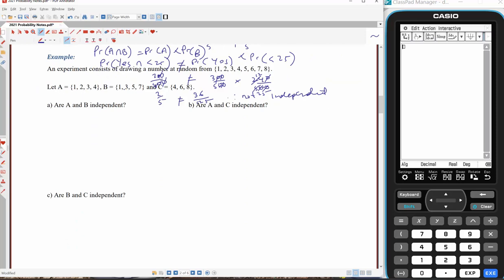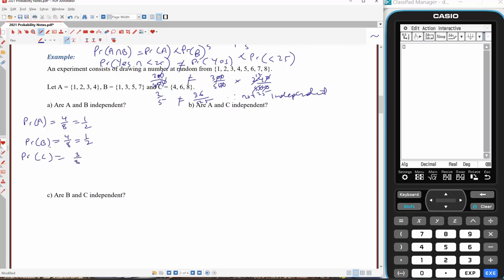Right, an experiment consists of drawing a number at random from these numbers. A is this set, B is this set, and C is this set. So let's get the probability of A. 4 in 8 is a half. The probability of B, 4 elements out of 8 elements, which is a half. And while we're at it, we'll just get the probability of C, which is 3 in 8.